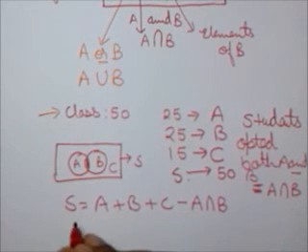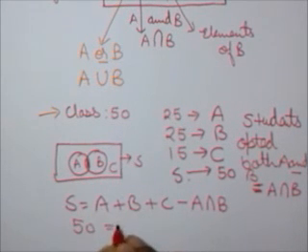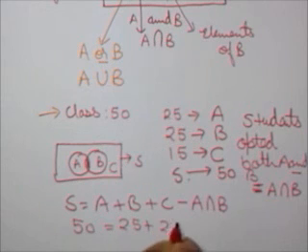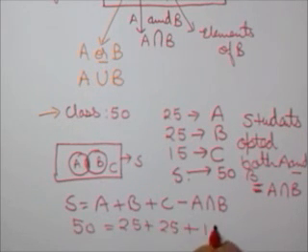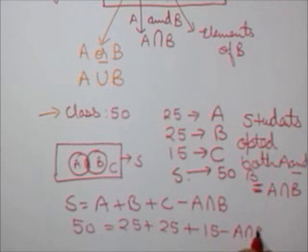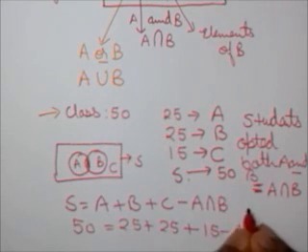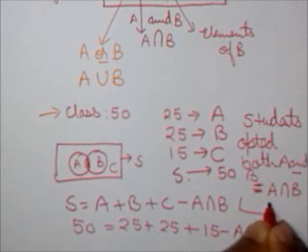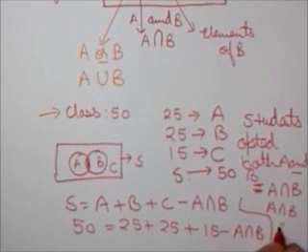Putting in the values, we get 50 is equal to 25 plus 25 plus 15 minus A intersection B, which gives us A intersection B as 15. So there are 15 students who have opted for both A and B.